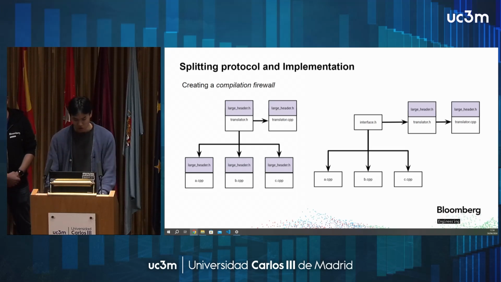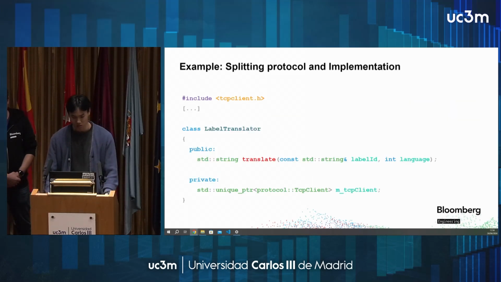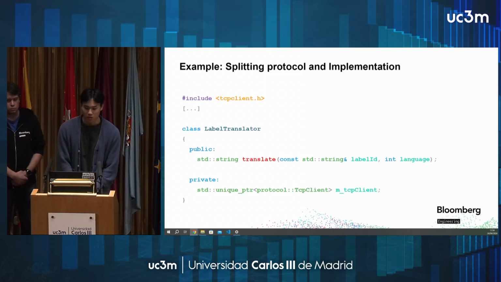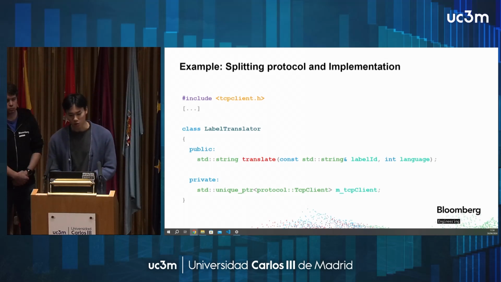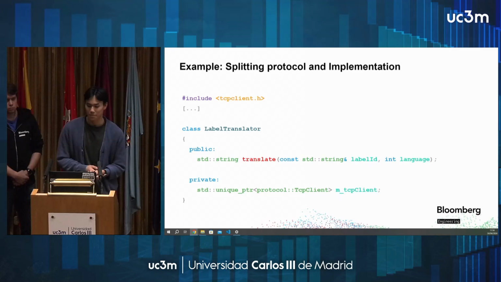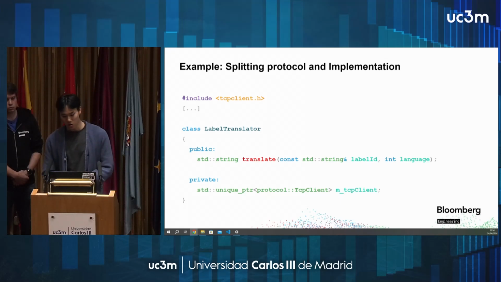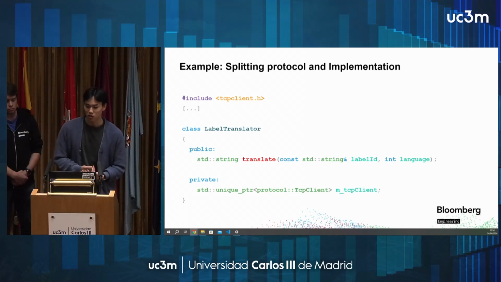To accomplish this in our own repository, we determined where we needed to implement the strategy by using Clang's ftime-trace. We saw that one header, label translator, was being included in many source files, and it was taking a significant amount of time in the compilation process. It also included TCP client, which is a very heavy header. And there are implementation details in this header that require a private member variable pointer, even though most files that included label translator will only utilize the translate function.